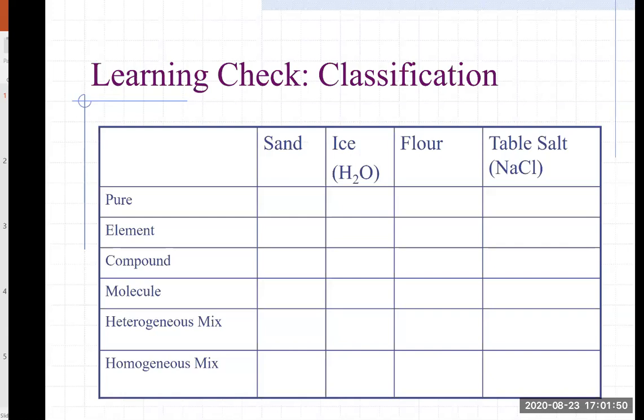So let's do another learning check and see how your classification skills are. So we're going to look at sand first, and we're asking the question, is sand a pure substance, an element, a compound, a molecule, a heterogeneous mixture, or a homogeneous mixture? We know that sand is not a pure element, it's not a pure compound. It's not a molecule because a molecule is also a compound. So it's either a heterogeneous mixture or a homogeneous mixture.